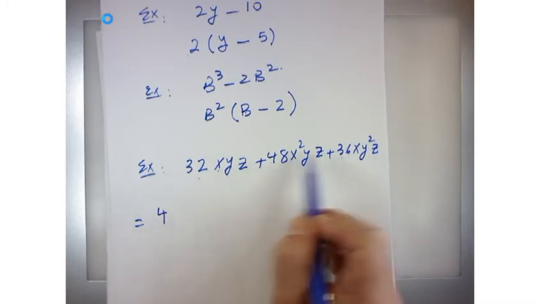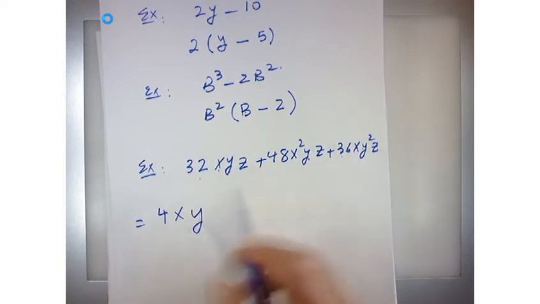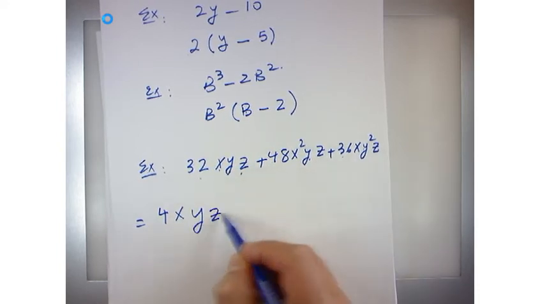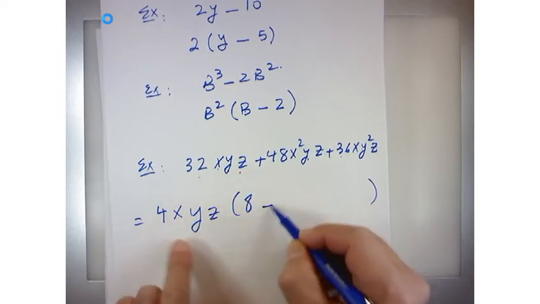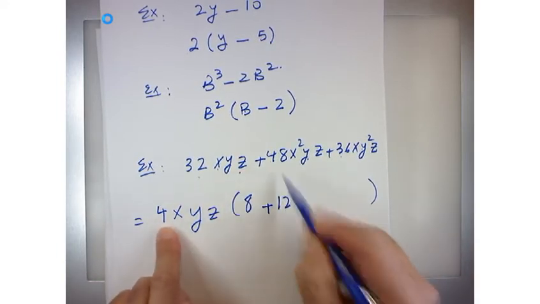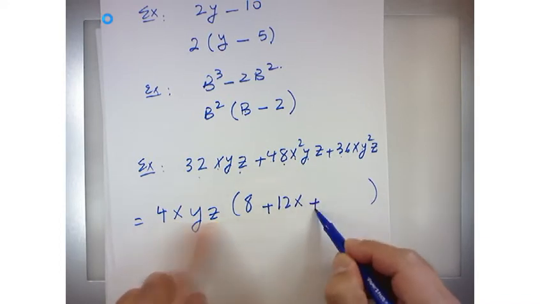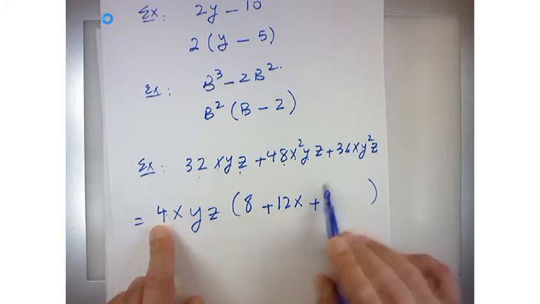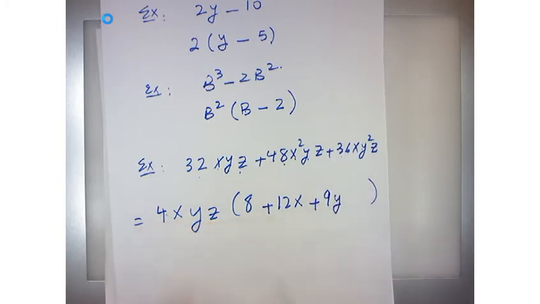X squared, x, so it's x. Y, and y squared, so it's y. Z, and z, so it's z. And then we're going to times this by 8 to equal that. We need 12 to make it 48. We need another x to make it x squared. Y and z are already there. We need a 9, because 4 times 9 is 36. X is there. We need a y to make it y squared, and that would be my final answer.